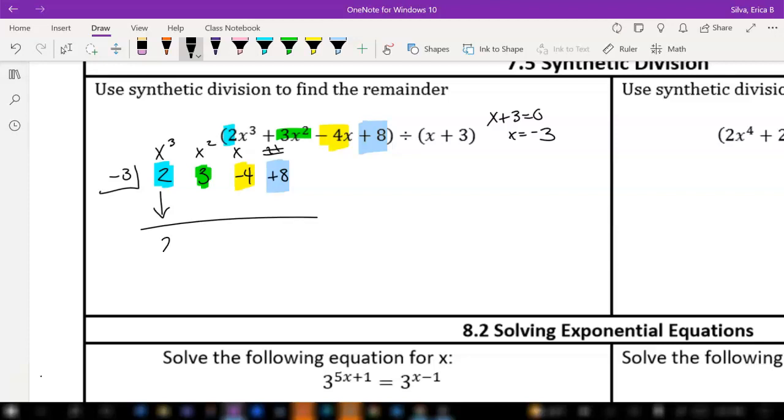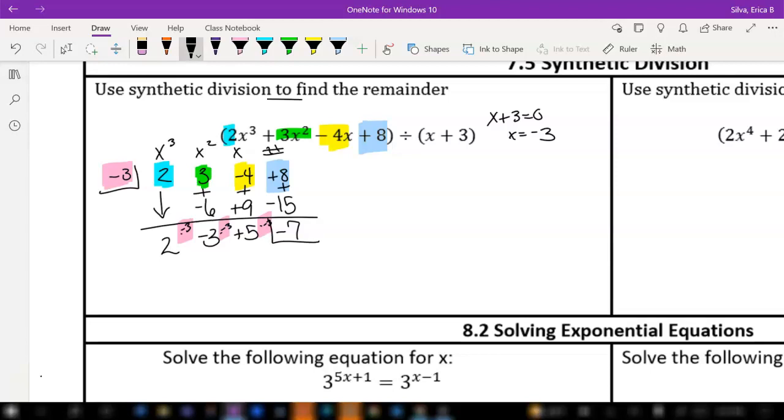We're going to bring down the first term, and then we're going to multiply all of them by negative 3. This is negative 6, and then we're going to add them. That's negative 3, and then we multiply by negative 3. That's positive 9. Add them, we get positive 5, then multiply by negative 3. That's negative 15. Add them, we get negative 7. So this is my remainder.